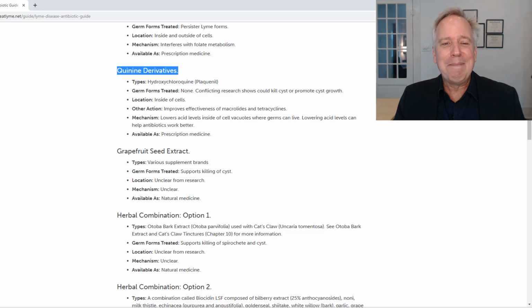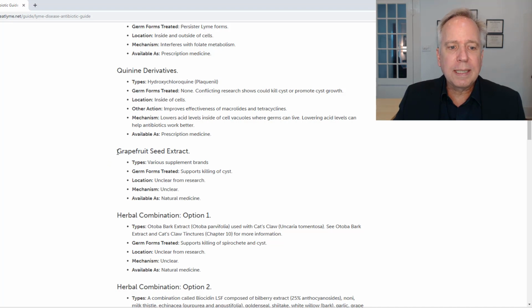The bigger reason that many of us use these, though, is that they change the acid environment inside of cells. They make it less acidic and more basic. And in a more basic environment, it makes it easier for intracellular antibiotics like the macrolides and the tetracyclines to work better.